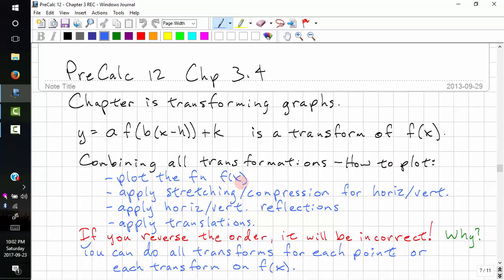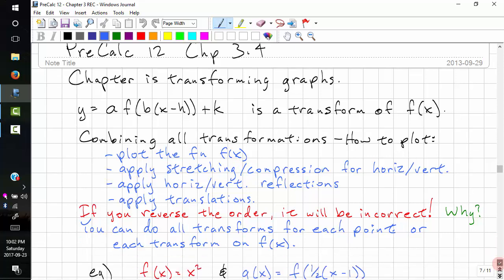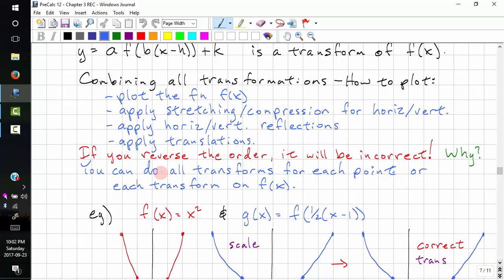we want to plot the original function, apply the stretching, compressing for horizontal and vertical, apply the horizontal and vertical reflections, and then apply translations. If you're comfortable, you can combine these two steps together, so you can combine the reflection with the stretching and compression. Now, if you reverse the order, it will be incorrect.